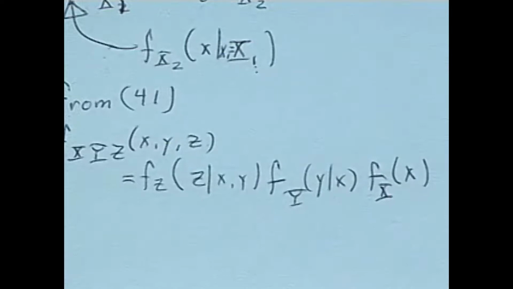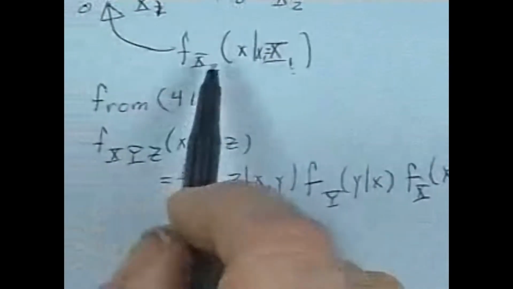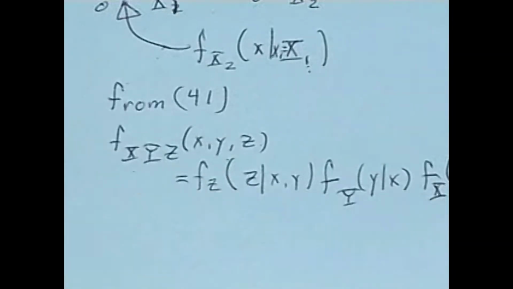So, in our case, instead of calling these x1 and x2 and x3, can't we call them x, y, and z? Can everybody follow that change without too much of a problem?